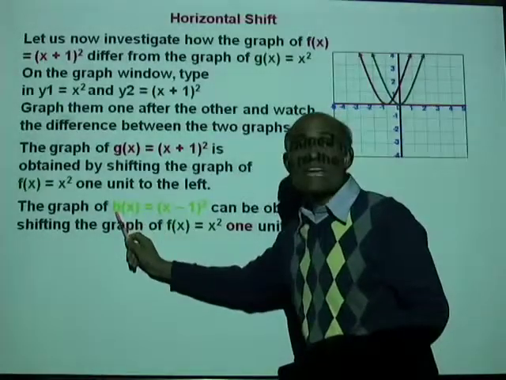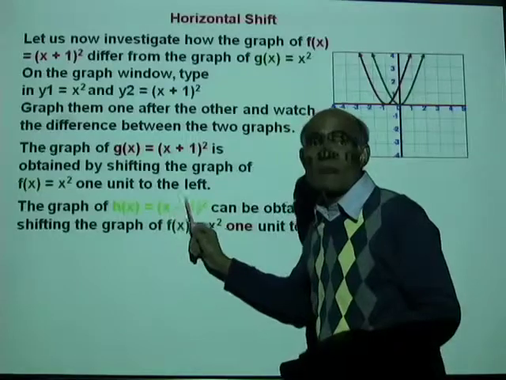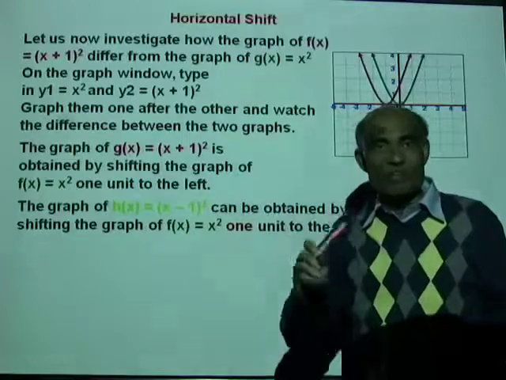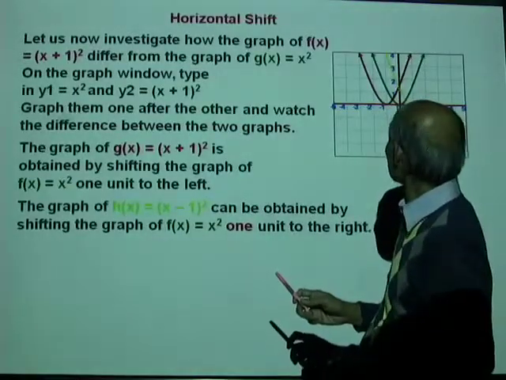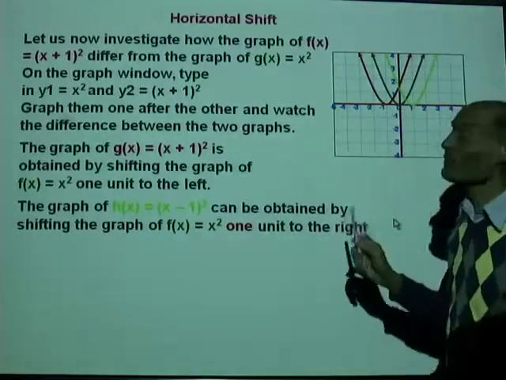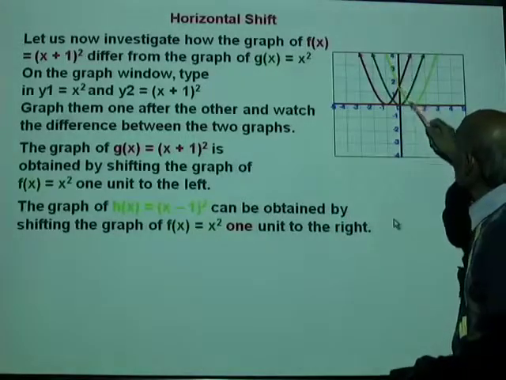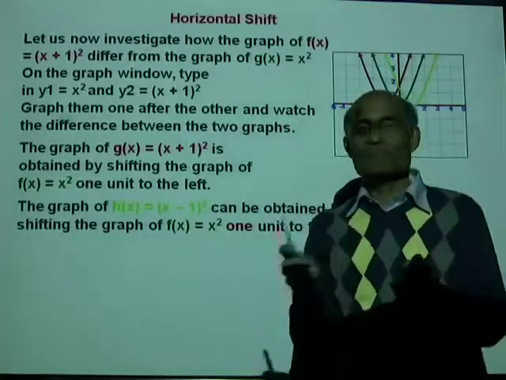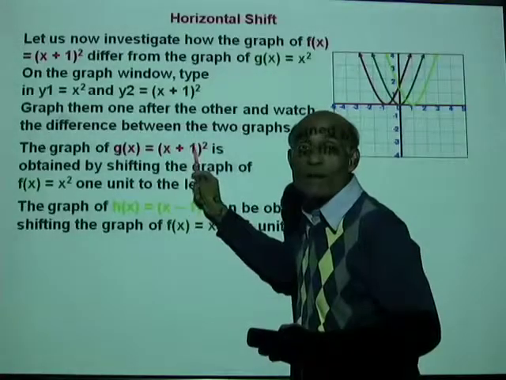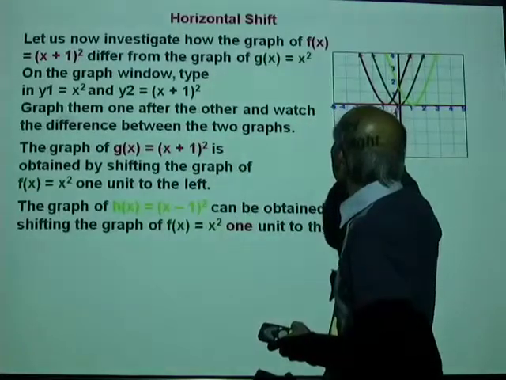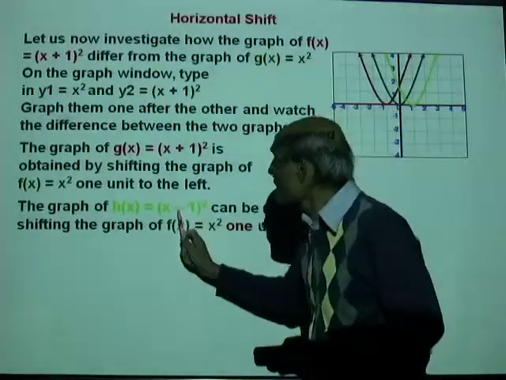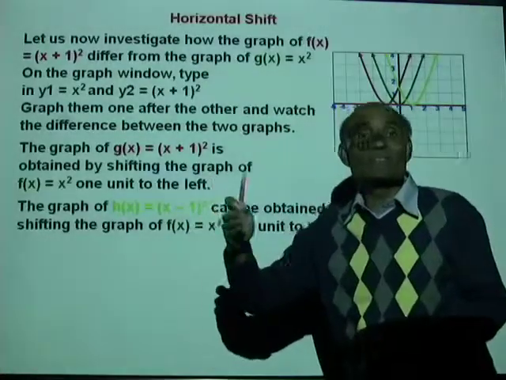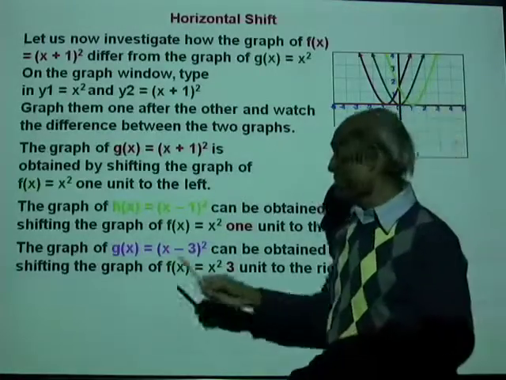How about this? h of x equal to x minus 1 all squared. Now, go and graph this on the same window and look at how that looks. Well, there is the graph of h of x equal to x minus 1 all squared. What is the difference? When you have x plus 1, the shift is 1 unit to the left. When you have x minus 1, the shift is 1 unit to the right. That's right.